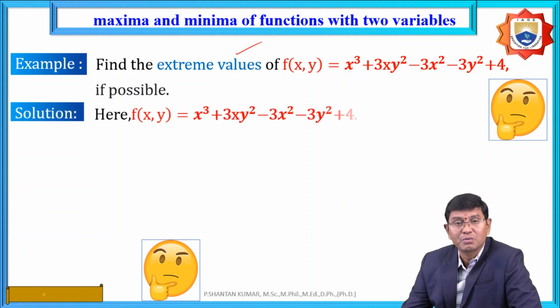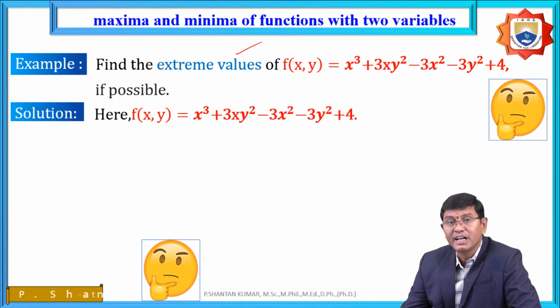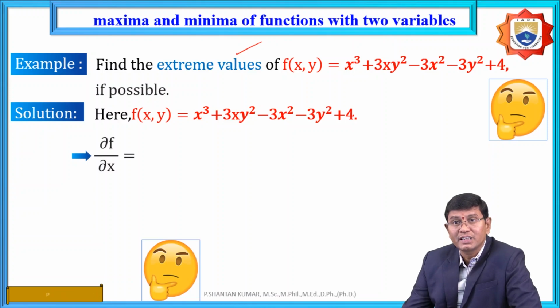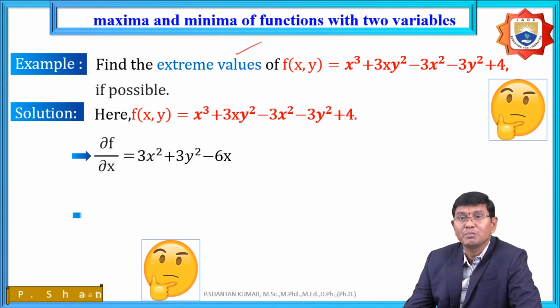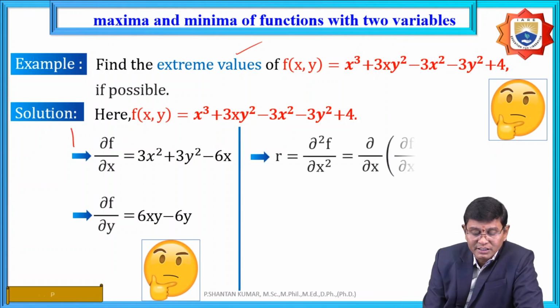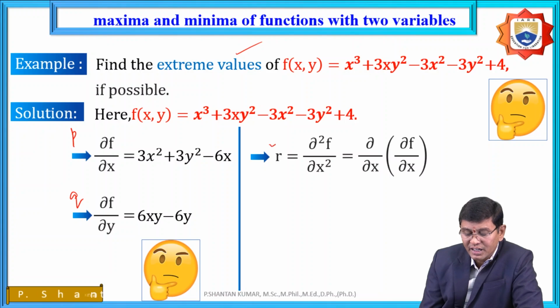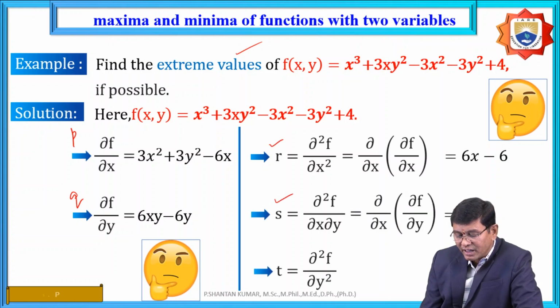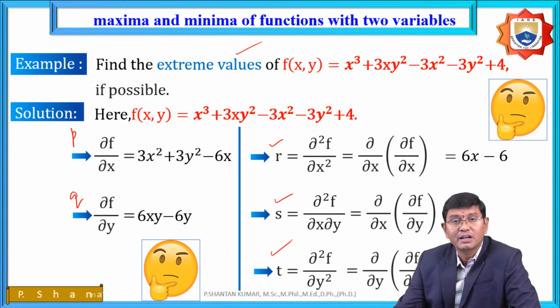That means we need to find out the maxima or minima indirectly. We need to find out what fx and fy are, and similarly what r, s, t are. These are the first order p and q, and then r, s and t values, which are based upon the first and second order partial derivatives with respect to x and y. The first step is completed, that is, finding p, q, r, s, t.